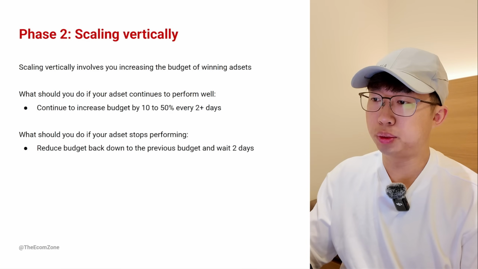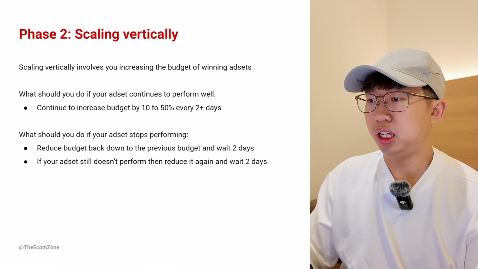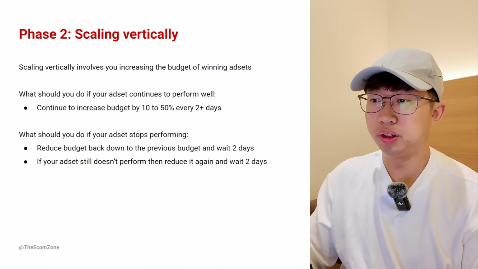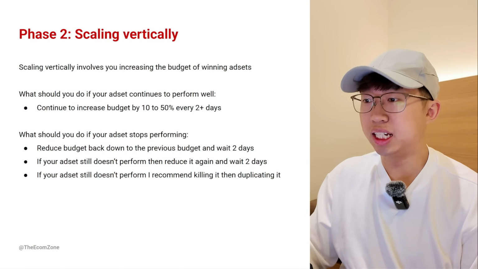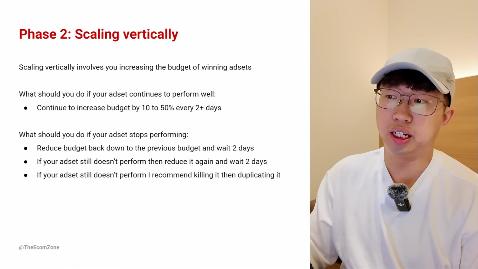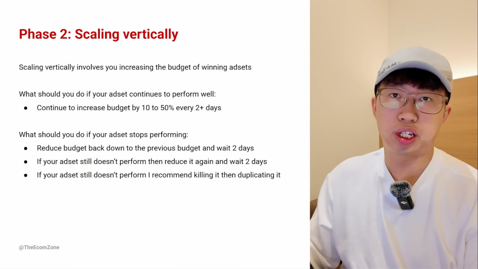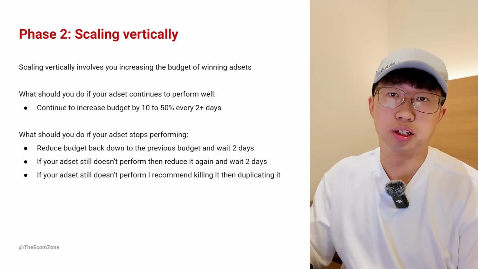So what should you do if your ad set stops performing after you've increased the budget? Well, you want to reduce your budget back down to the previous budget and wait 2 days. And if your ad set still doesn't perform, then reduce it again and wait 2 days again. Now, if your ad set still doesn't perform, I recommend killing it and then duplicating it again. Sometimes ads won't scale well because Facebook is just like that. Sometimes it works, sometimes it doesn't.